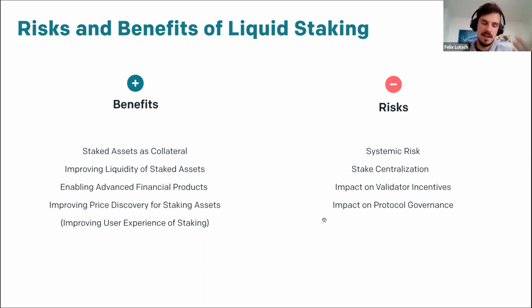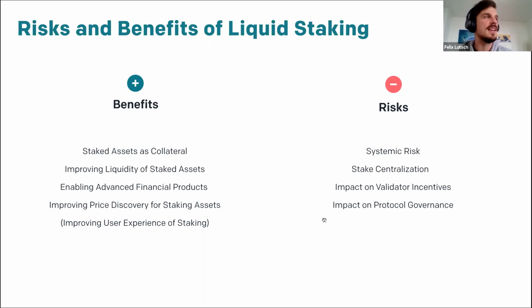Then another point is that it improves the price discovery for staking assets, meaning if I can trade this, there's a liquid market around that, and the market can better price these assets. So this is a classical argument for derivatives in traditional finance, but that also applies here. And finally, there's maybe not the truest thing. It improves the user experience of staking potentially.